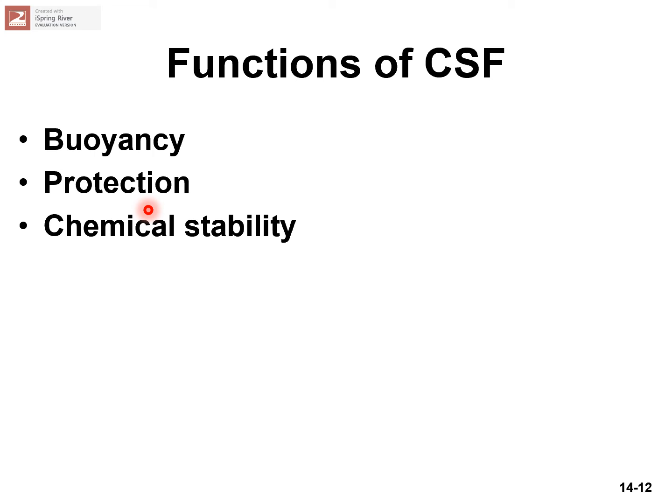And then it provides chemical stability. The pH of the cerebrospinal fluid is about 7.32.